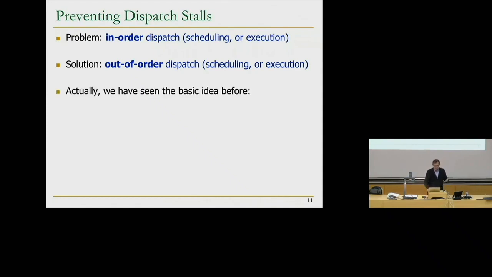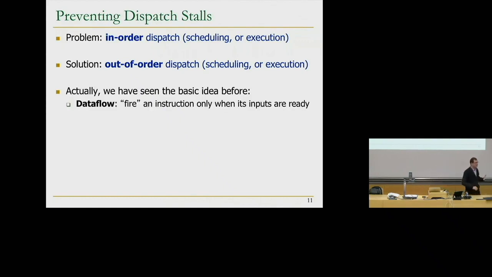And we've seen the basic idea of out-of-order dispatch before. This is really about data flow, and we're going to use the same principles. We're going to build a mini data flow engine in hardware inside the processor. Data flow says you fire an instruction only when its inputs are ready, and that's exactly what we're going to do. We're going to keep track of the readiness of the source operands of each instruction. If they're both ready, then the instruction is going to execute and produce a result. That result will be sent to all of those instructions that are waiting for it. All of those instructions will capture that result and become ready if both of their source operands are ready. Then they will execute, produce a result, and fire. So instructions will be firing their results, and instructions waiting for those results will be matching them.